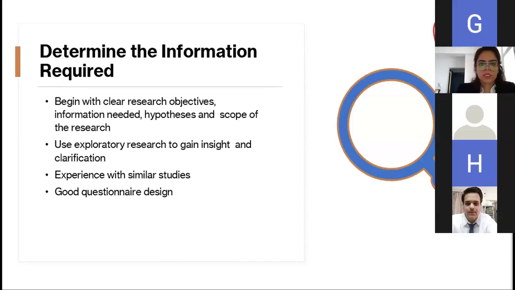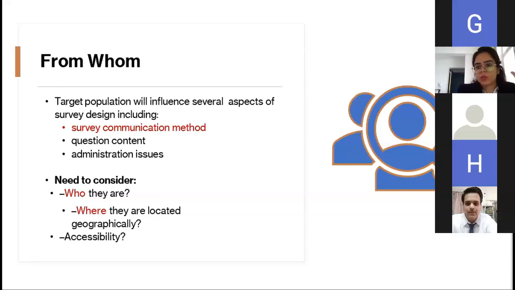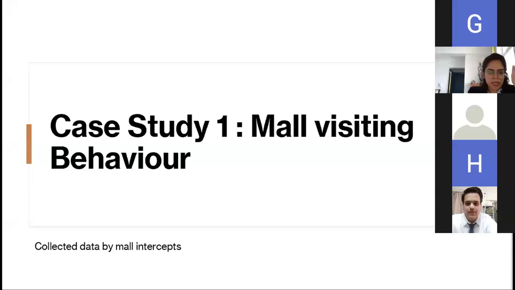Okay, so determine the information required. This is the first thing. What information is required? Why are you doing the survey? What kind of information do you want to collect? And the second thing is from whom you are going to collect that information. Okay, so let me show you one example here.